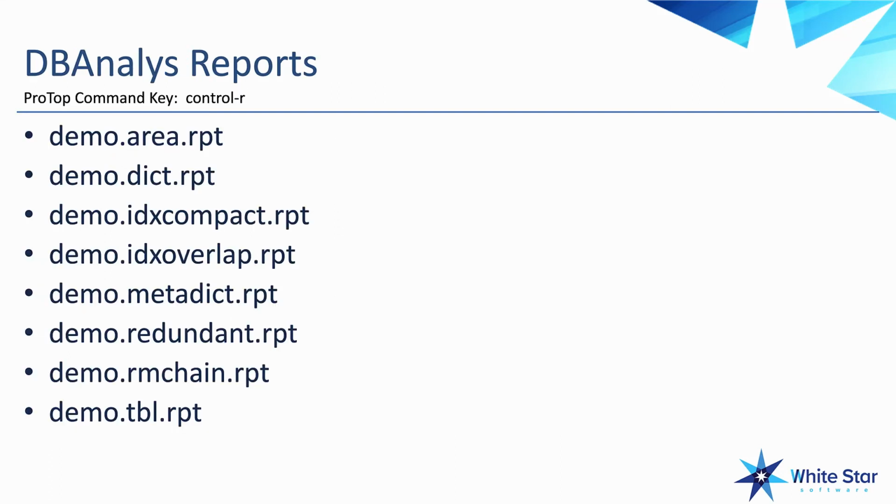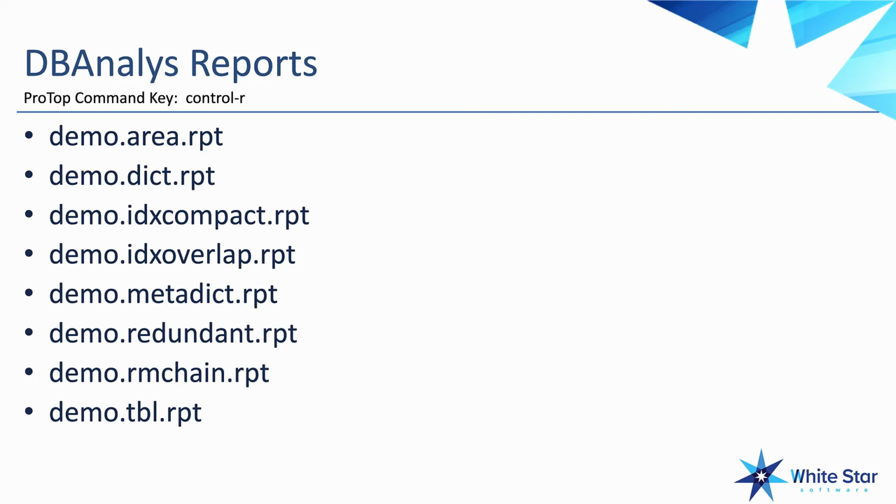Lastly, there are the DBAnalys reports. These reports take the information from the DB analysis that you have run previously. They parse that DB analysis, and then they combine that information with data out of the schema area in the database and produce some reports on things that are a little bit easier to read than the DB analysis.